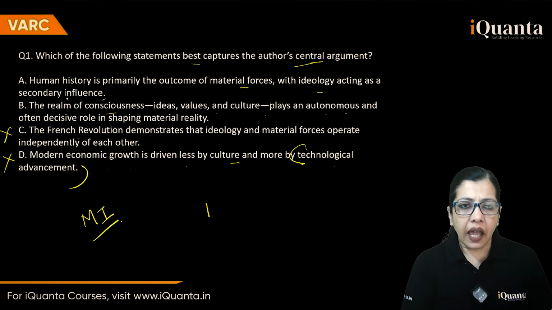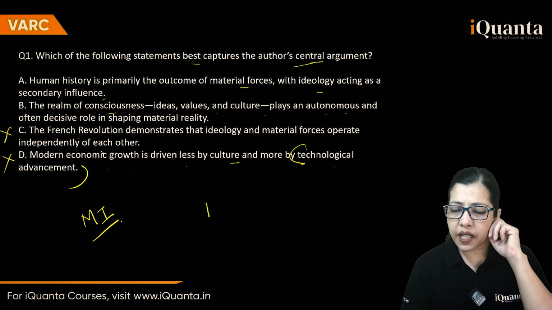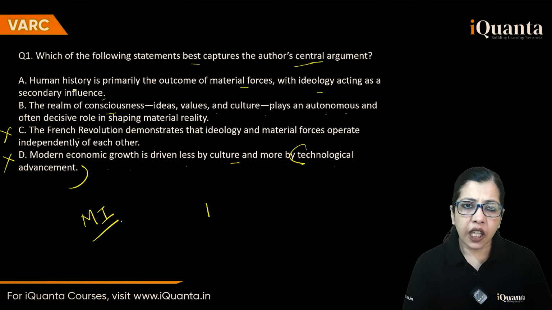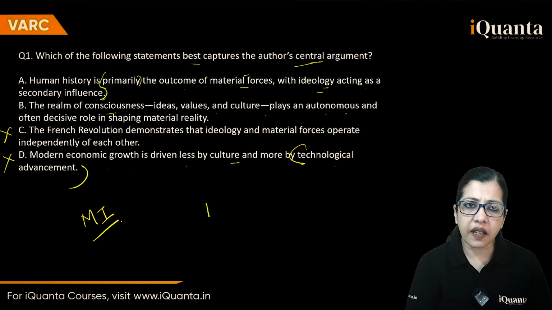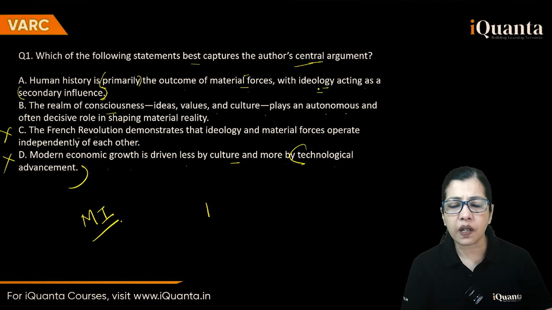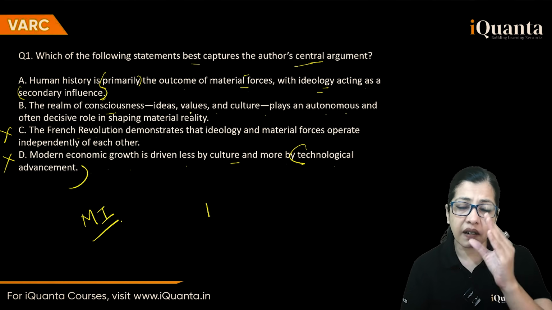Now, look at the difference between the two. You can go back definitely to see the main idea once again, but first I recommend taking a look at the difference. "Human history is primarily": this can be a trap word. I'm not saying mark it blindly. The outcome of material forces. Human history is the outcome of material forces with ideology acting as a secondary influence. He is comparing here. He is saying that this is superior to this. It can be a faulty comparison. That's a red flag, a trap.